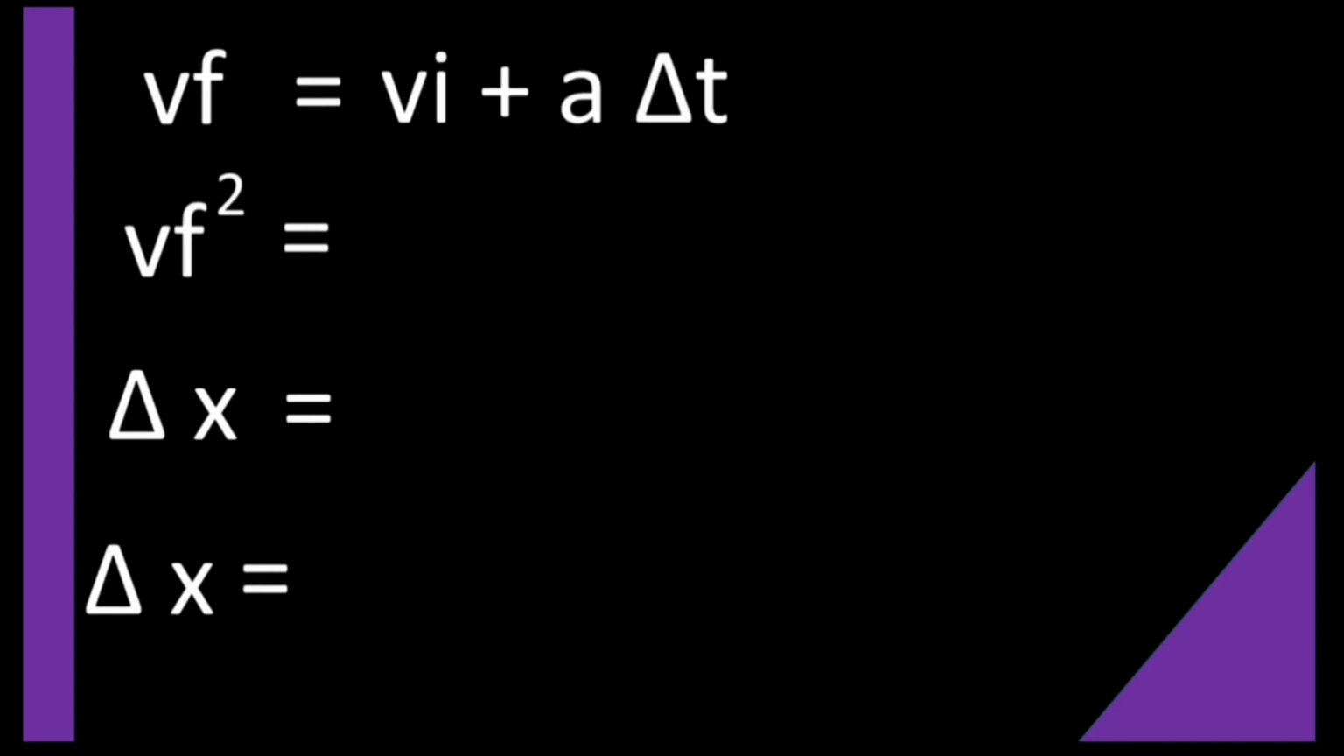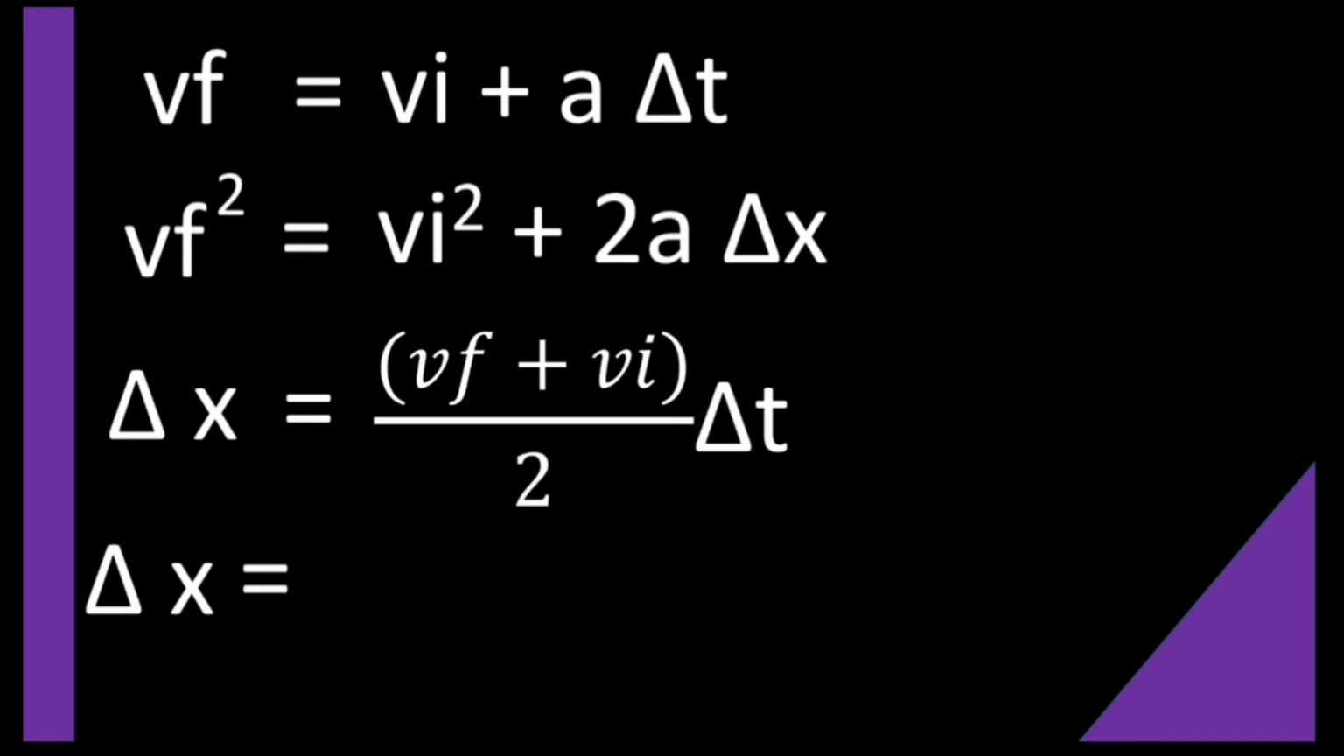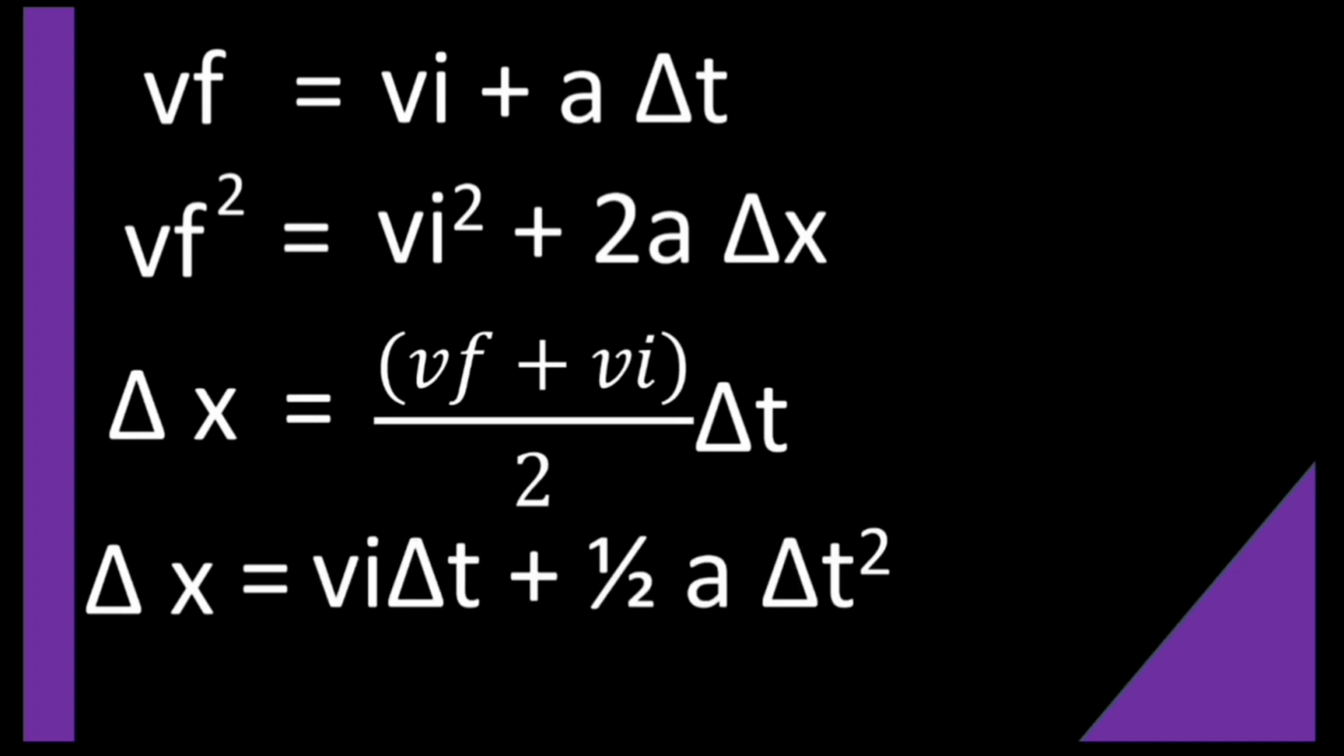Okay. So the first one says VF is VI plus A delta t. The second one says VF squared is VI squared plus 2A delta x. The third one says delta x is VF plus VI over delta t. And the last one says delta x is VI delta t plus half A delta t squared.